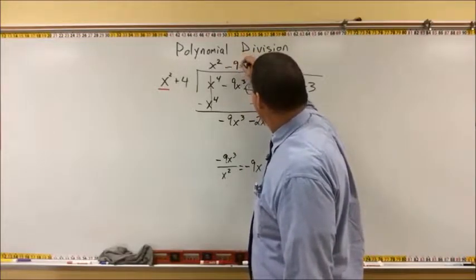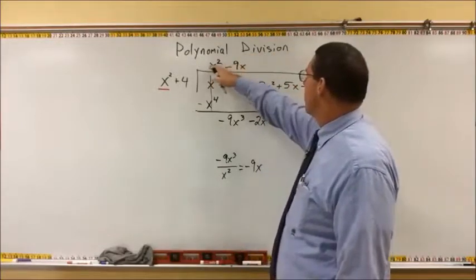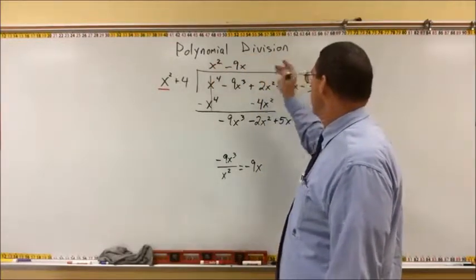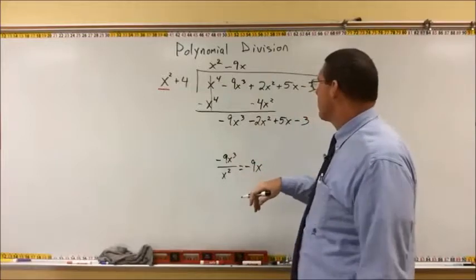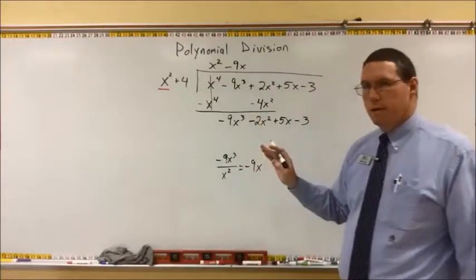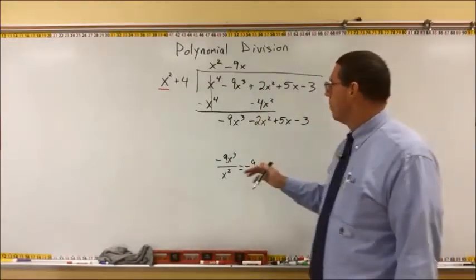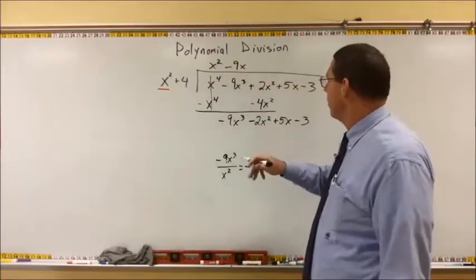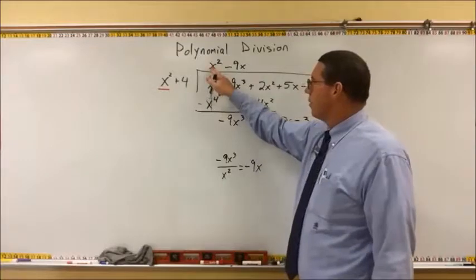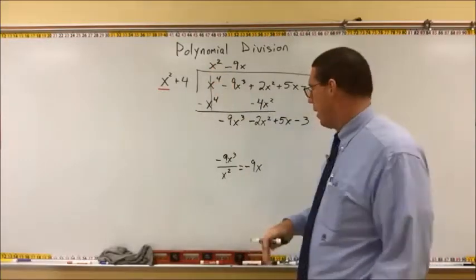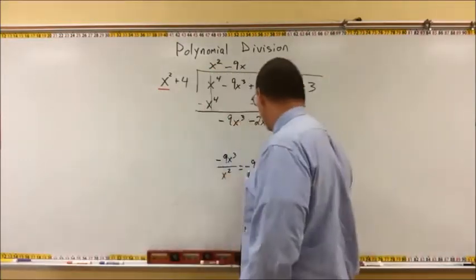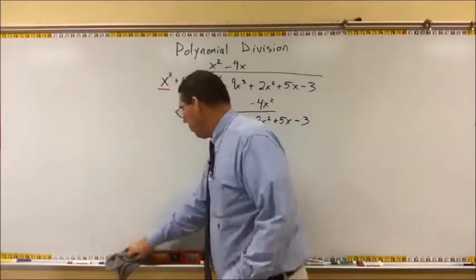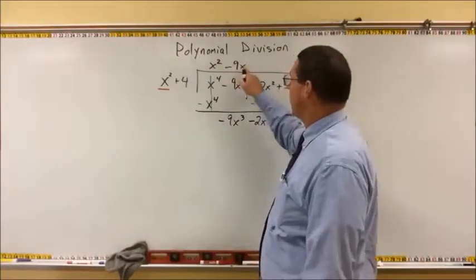Negative 9x. Now you could put these over their respective powers. It doesn't really matter that much, at least not to me, it doesn't. But if you did, this x squared would go over here, and this negative 9x would go over here. But this is the highest power that you're going to have anyway, so it's not really going to matter. All right, so we got our negative 9x. Okay, and now we're up here. And so what do we do with the negative 9x?